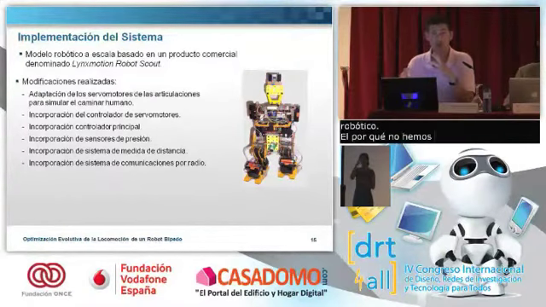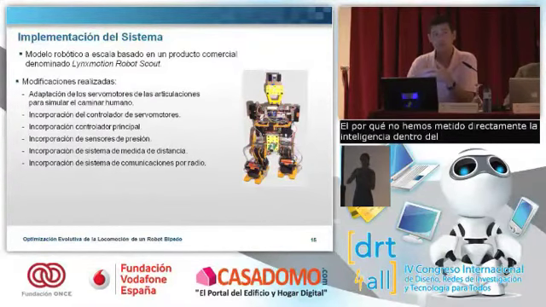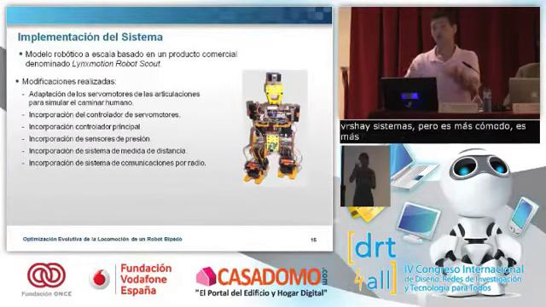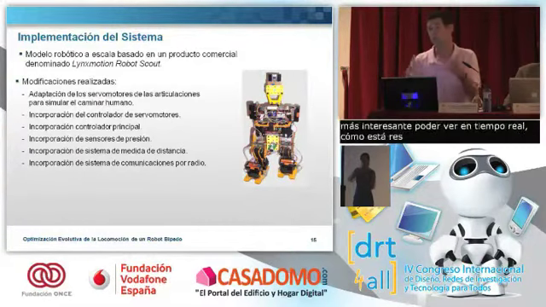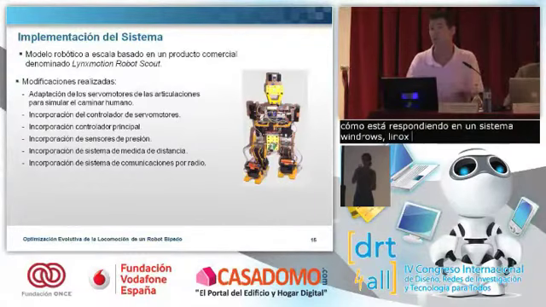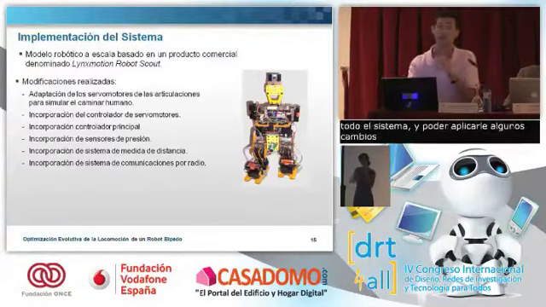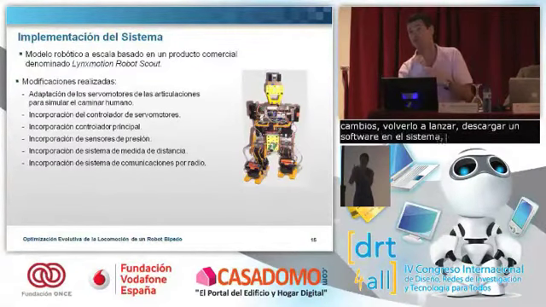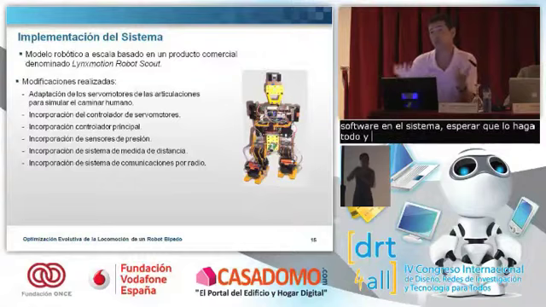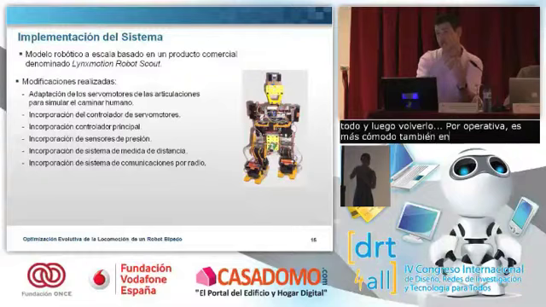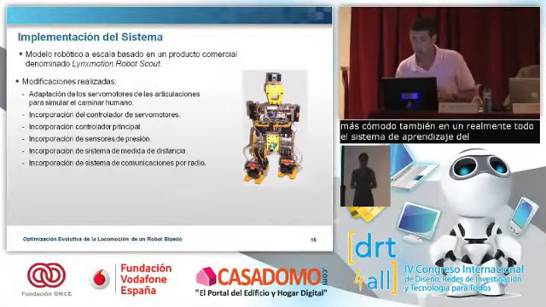And why didn't we put the intelligence in the robot? Well, it's possible, there is a system, but it's more interesting to see in real time how the whole system responds in an operating system like Windows or Linux, rather than downloading the software in the robot, waiting for it to do everything and then come back. For operation purposes, it was easier to do it like that, even though there's no problem if the whole learning system was in the robot.